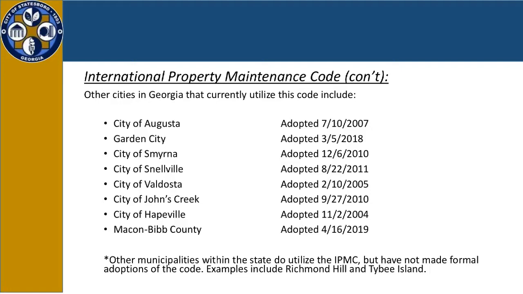For instance, the City of Augusta adopted it in 2007, Garden City in 2018, then the City of Smyrna, City of Smellville, City of Valdosta, Johns Creek, Hapeville, Macomb County. Other municipalities within the state do utilize this code, but it has not been a formal adoption of the code. Examples include Richmond Hill and Tybee Island. So they're using it for guidance, but they haven't officially brought it into their city code.